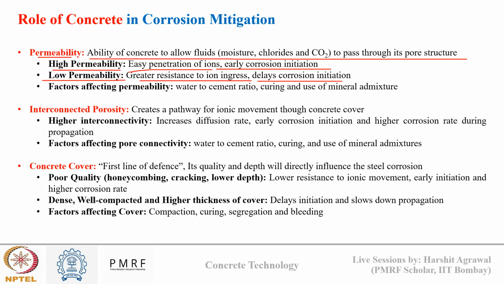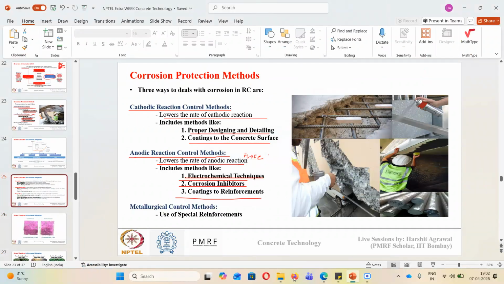Okay, now what all factors of concrete quality affect permeability? So water to cement ratio or curing or use of mineral admixture can affect the permeability. So if I have a dense concrete or if I have a higher strength concrete, then the amount of pores inside concrete will be lower. So it will have lower permeability also eventually.